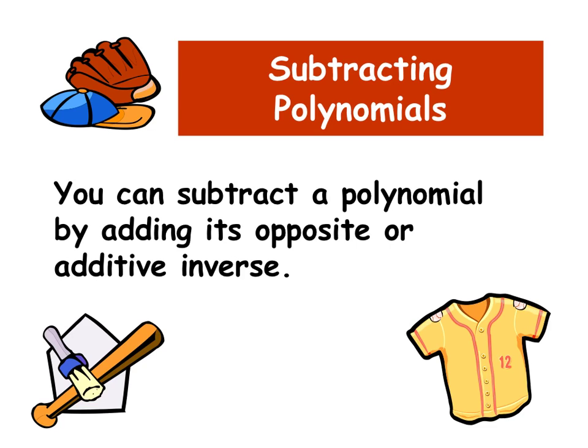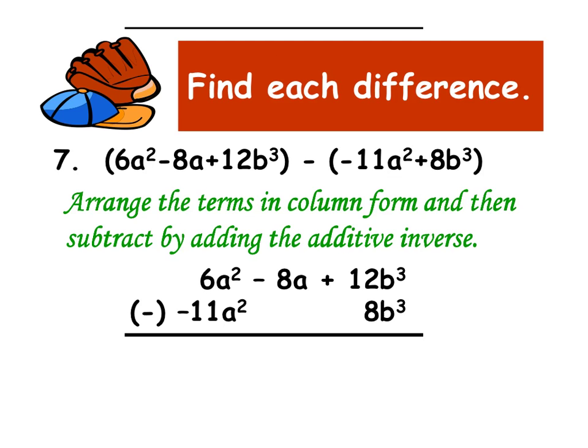Alright, now on to subtraction. When you subtract a polynomial, you do it by adding its opposite or its additive inverse. Alright, I'm going to arrange the terms in the column form, and then I'm going to subtract by adding the additive inverse. Basically what that means is, if I'm going to subtract this second line, I'm going to go through and change the signs of everything. This is my additive inverse of this number, and then I can make it addition. It's a whole lot easier to change all the signs in the second row and add them together. Then I add my like terms.